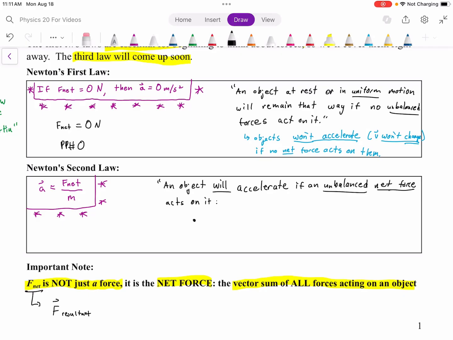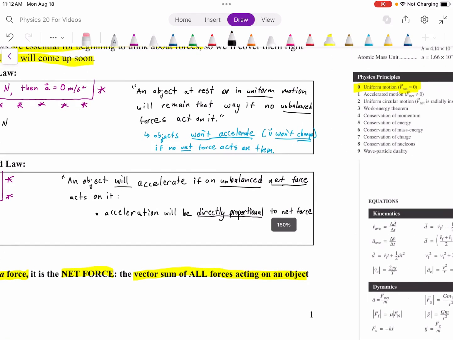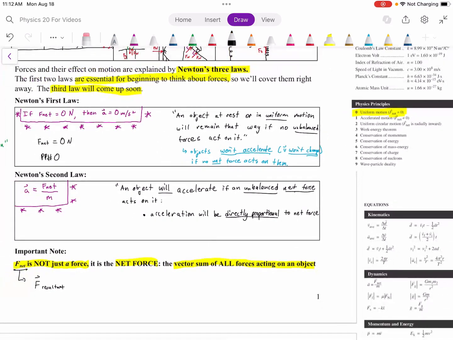So we would say that the acceleration will be directly proportional to the net force. Now, directly proportional, what does that mean? A direct relationship just means that when one gets bigger, the other gets bigger too. So a bigger force causes a bigger acceleration. Hey, guess what? You knew Newton's second law before you ever took Physics 20. You did, right? If you want to change something's motion more, how do you need to push it? Harder or less hard? Harder, right?